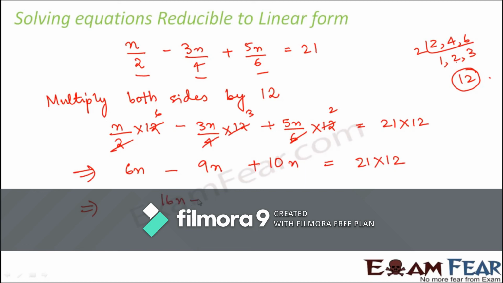Now this side we solve. It becomes 16n minus 9n is equal to 21 into 12, or this becomes 7n is equal to 21 into 12, or n is equal to 21 into 12 divided by 7. So 7 3s are 21, so this would be 12 into 3, that is 36. So n is equal to 36 would be a solution for this equation. You see, solving them is pretty easy. You just need to understand which concept or which process you need to apply.